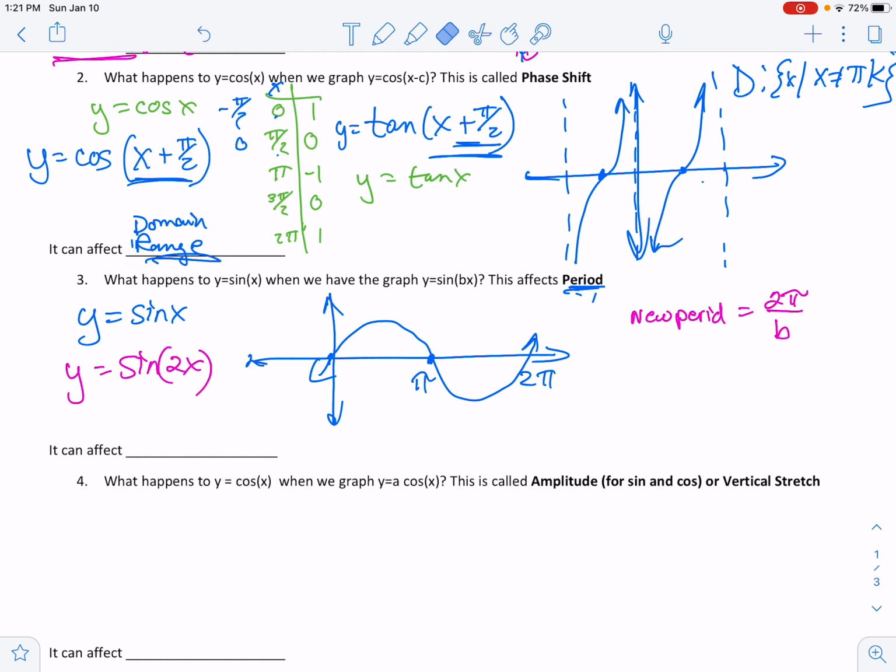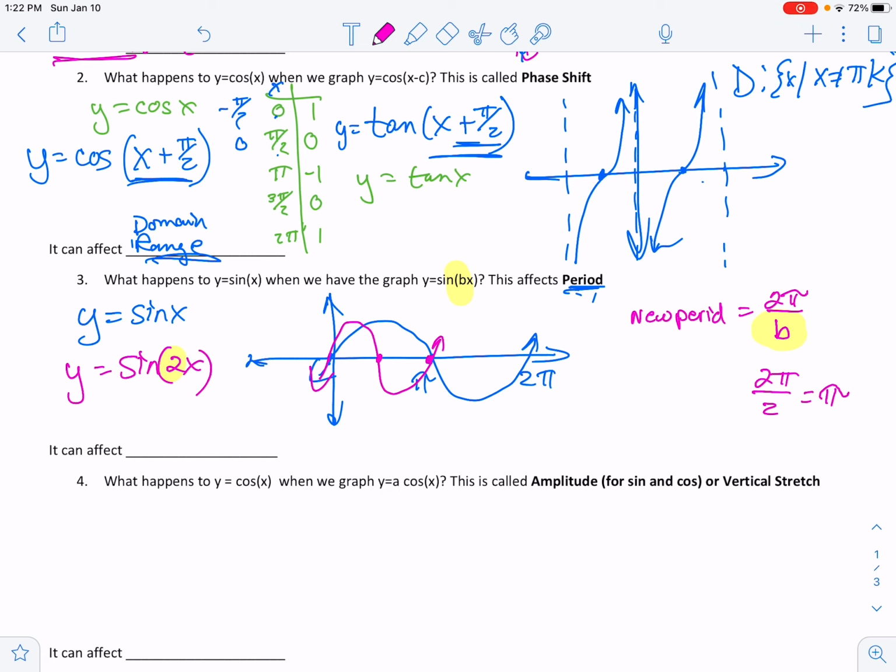Let's erase that and use highlight instead. That b and that b are the same thing. So in this case, it's a 2. So I take 2 pi divided by 2, and you get pi. So instead of taking 2 pi to repeat, it's going to repeat in half that time. I just crunched the whole thing down. I didn't shift it. It just repeats faster.